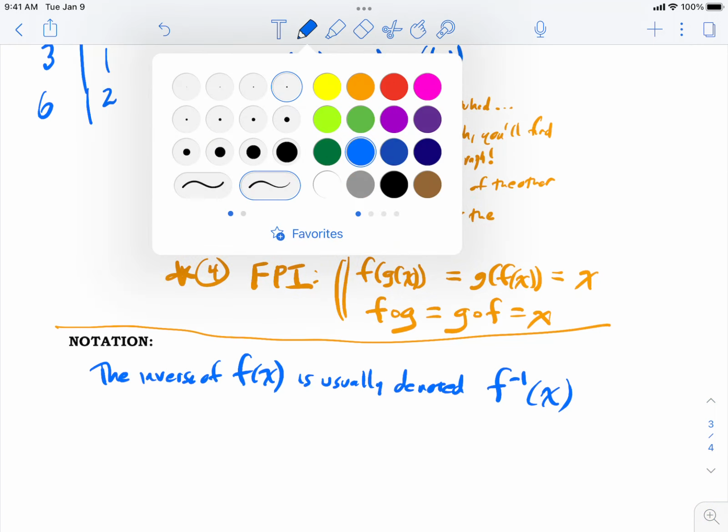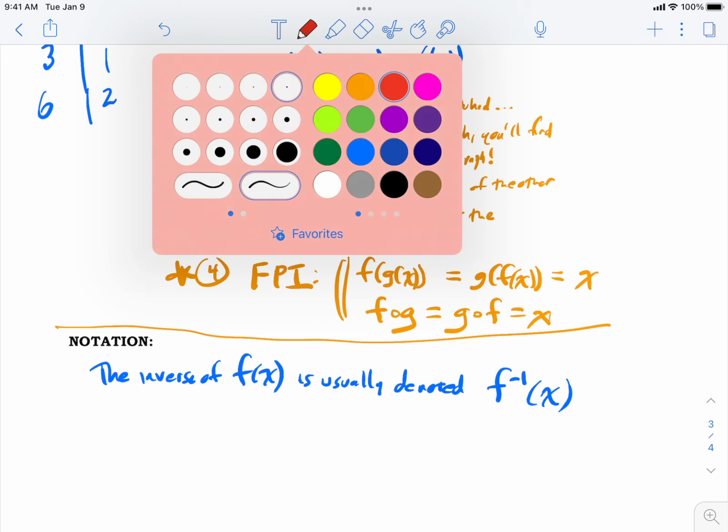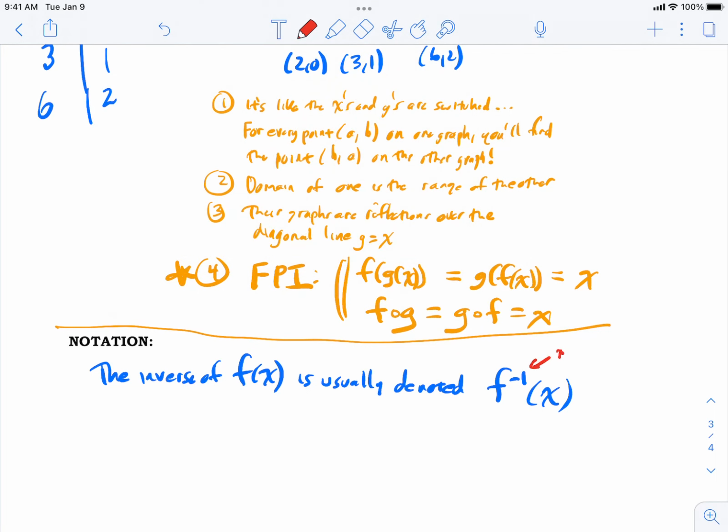Now I have to point something out so you don't fall for this. Don't make this mistake. This is not an exponent. It's a notation. Just like f of x doesn't mean multiply f times x. It's a notation that means f of x. Similar deal. That -1 is a notation, not an exponent. Some people raise things to the -1 power, and that has no place in what we're talking about today.